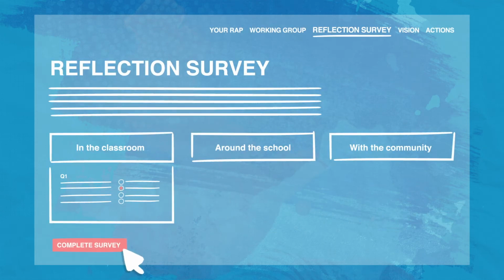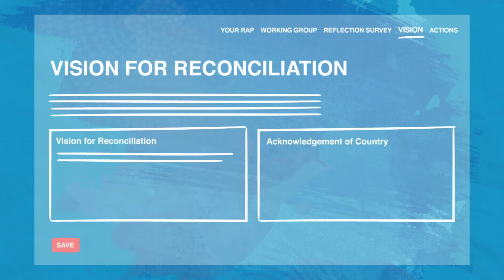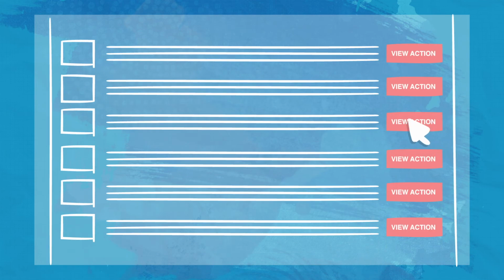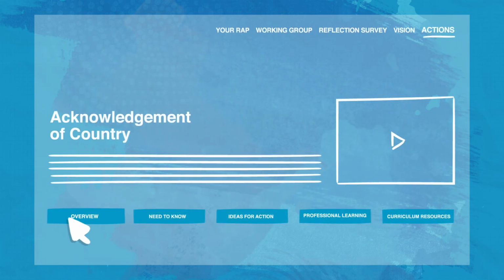Together with your working group, complete the reflection survey. Write a vision for reconciliation and add actions to your RAP. Engage with the guiding information and resources for each RAP action.